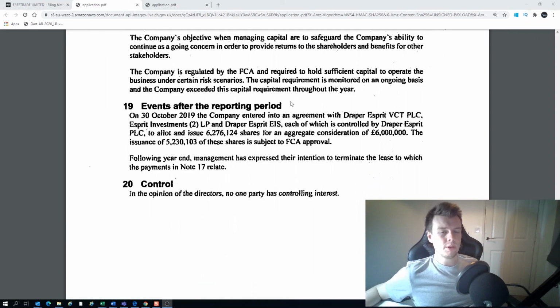Events after the reporting period would usually declare any sort of dividends that have been paid or any acquisitions or disposals after the end of the 30th of September 2019 in this case.